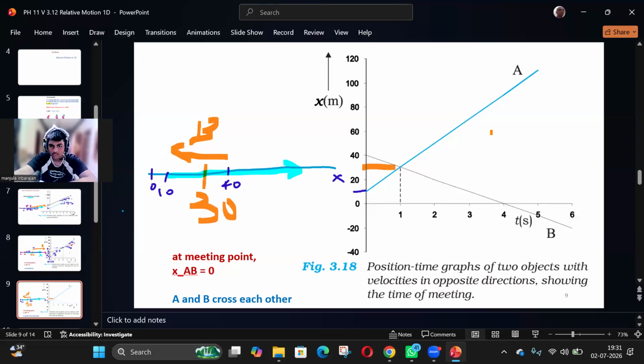So looking at this curve, slope of which one is more? Okay, looking at the intersecting point 30, which is 20 meters away from the initial point of A, but 10 meters away from the initial point of B. So which one is moving faster, A or B? Just the magnitude.